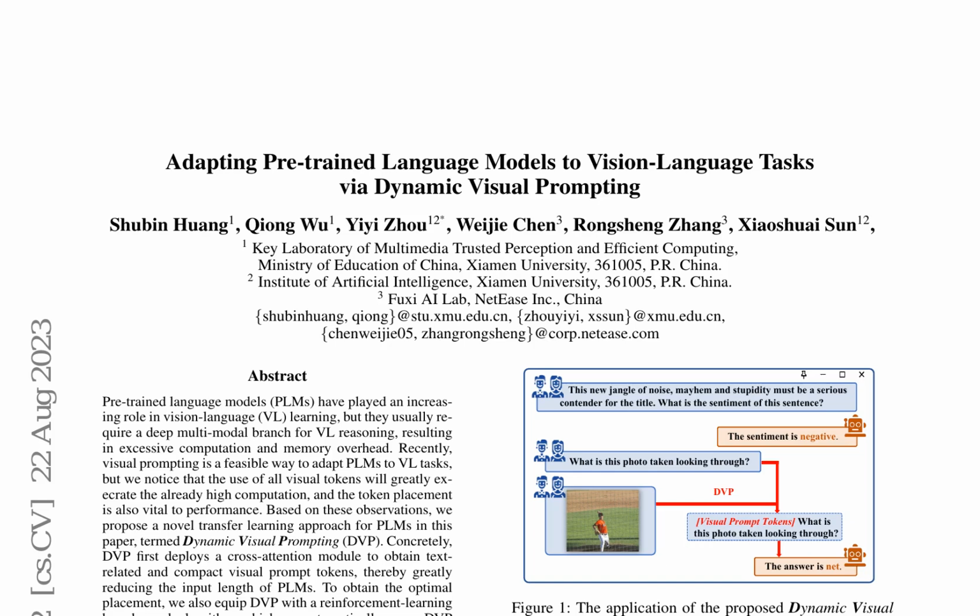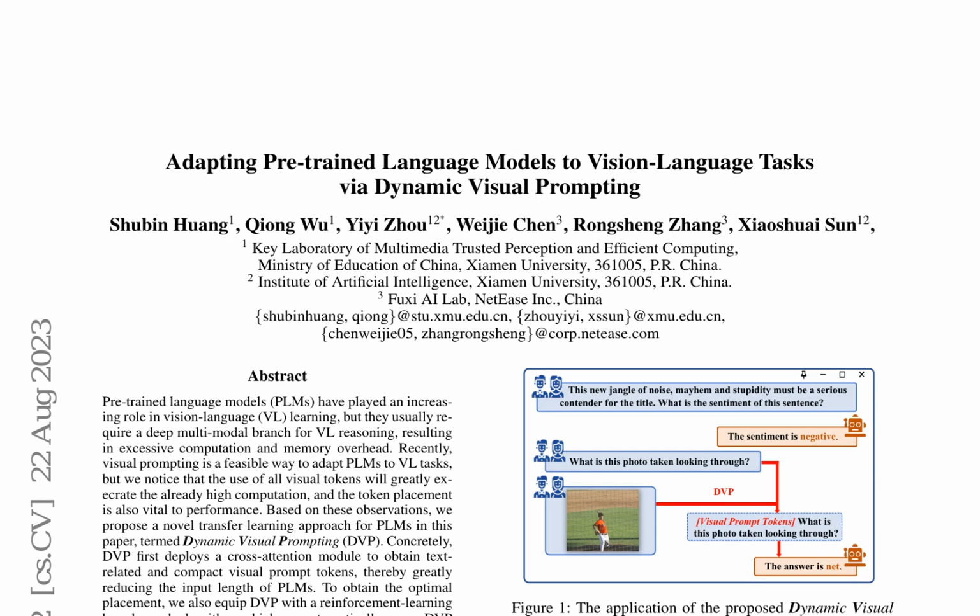The paper proposes a novel transfer learning approach, dynamic visual prompting, DVP, to adapt pre-trained language models, PLMs, to vision-language, VL, tasks. The motivation is to avoid building heavy fusion networks and utilize the context reasoning ability of PLMs. Current PLMs require a deep multimodal branch for VL reasoning, resulting in excessive computation and memory overhead.